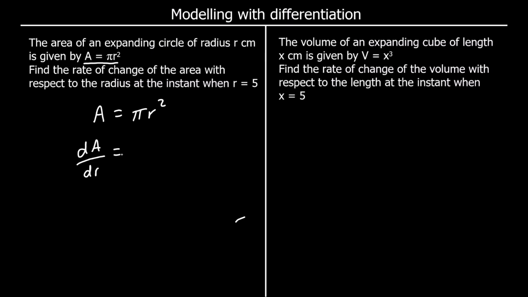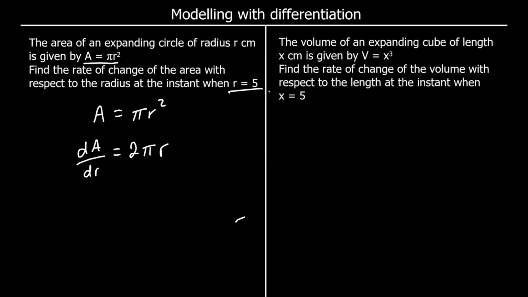To find the gradient function, the rate of change of A is the gradient function. We times by the power and take one off the power. So times by 2. Remember pi is just a number. So 2 times pi becomes 2 pi. And take one off the power. That becomes 2 pi r. So dA/dr is 2 pi r.